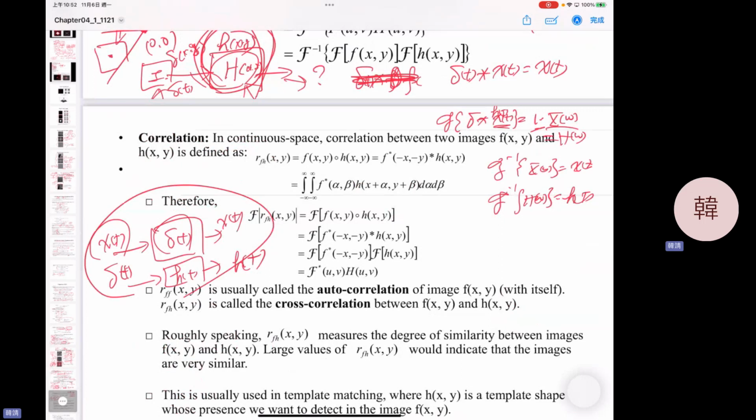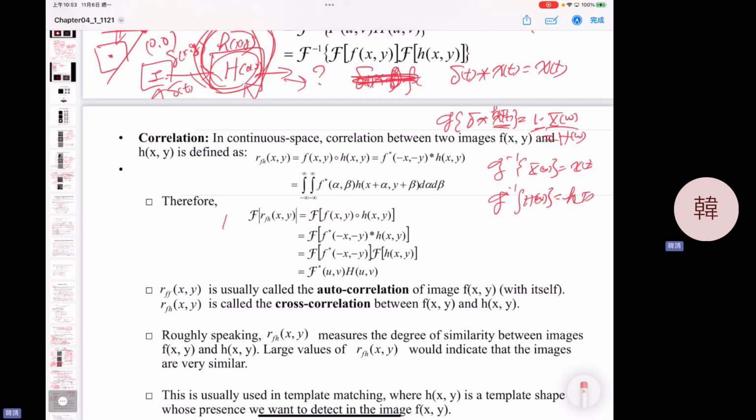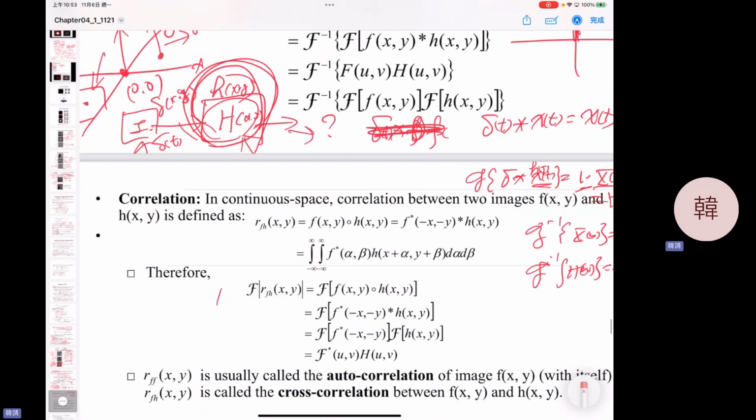Now let's see the correlation. The other one is called the correlation operation. In image processing, we also use a lot of correlation applications. What's correlation? Correlation is defined like this. It's not a solid circle, it's an empty circle in our traditional way to represent correlation. And that definition is different from convolution.